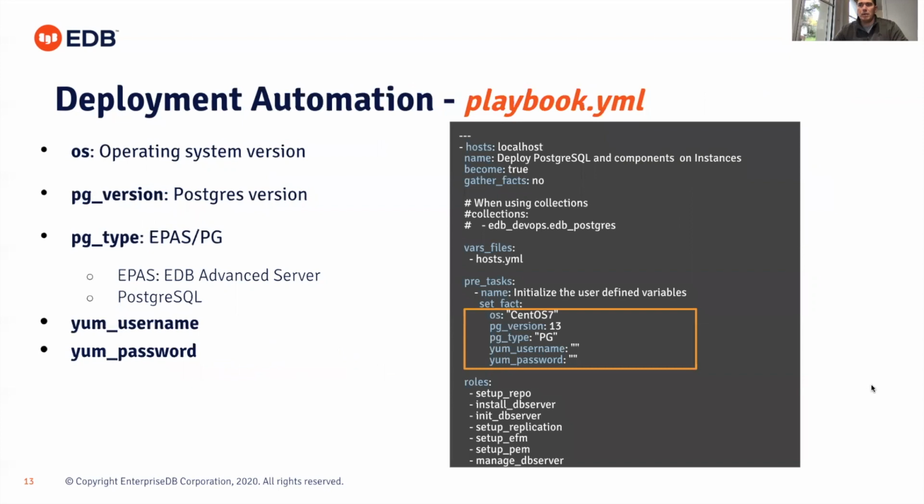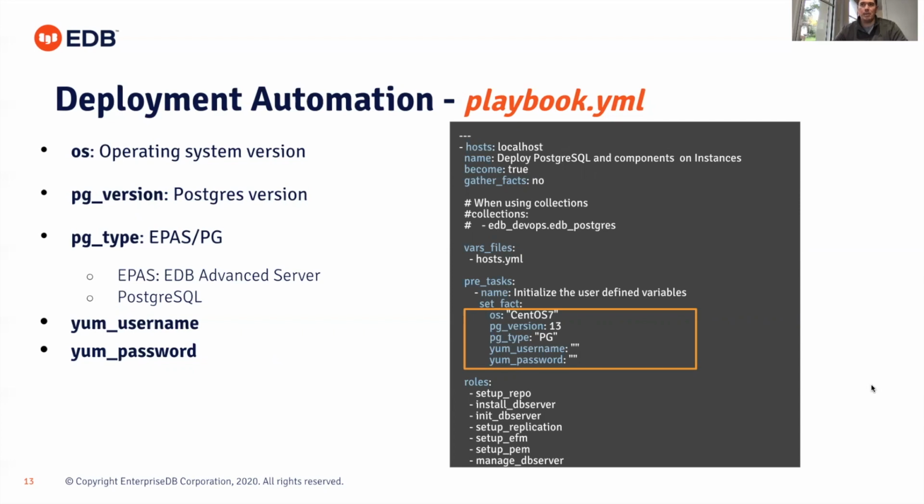The playbook.yml file is our deployment description file. In this file, we have to define some variables to match our needs. The OS variable sets the operating system we have on the target machines. The PG version variable is the Postgres major version we want to deploy.